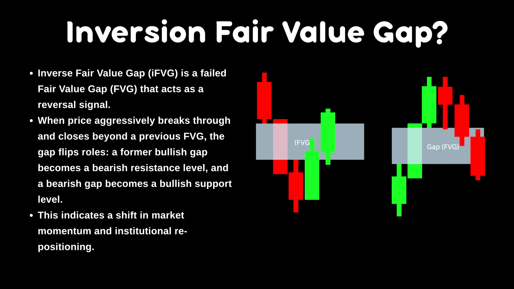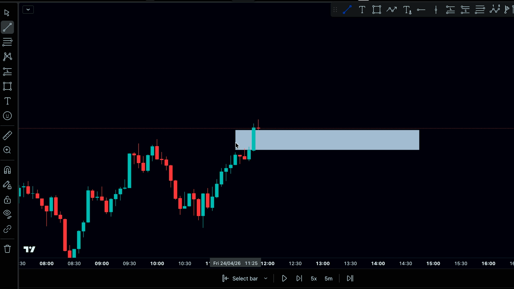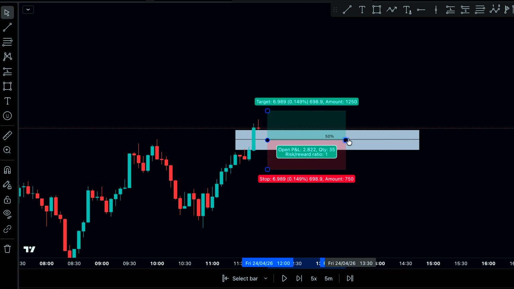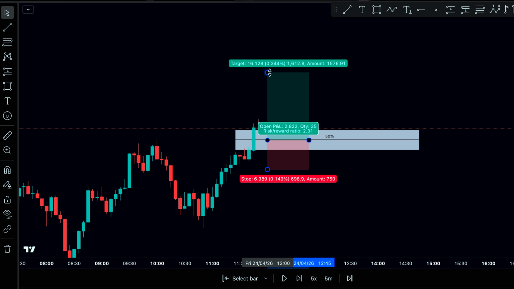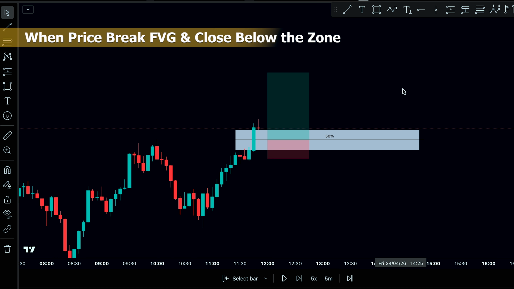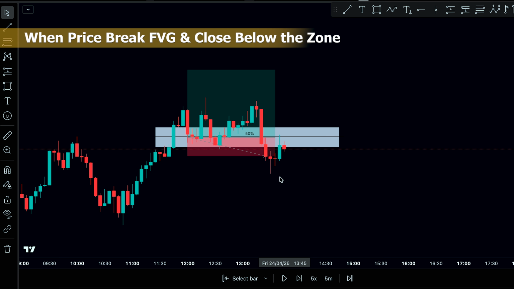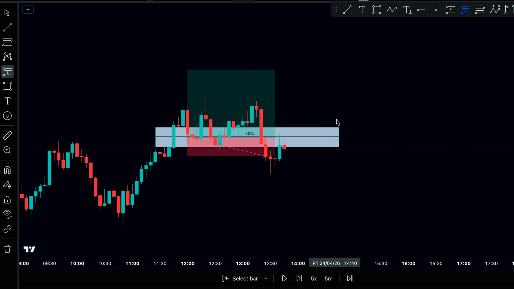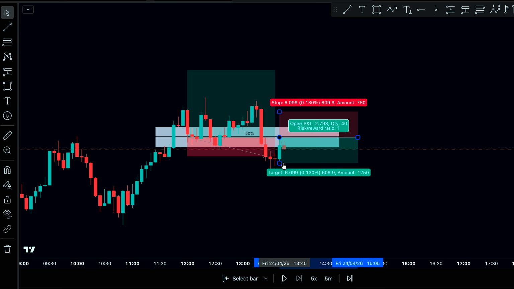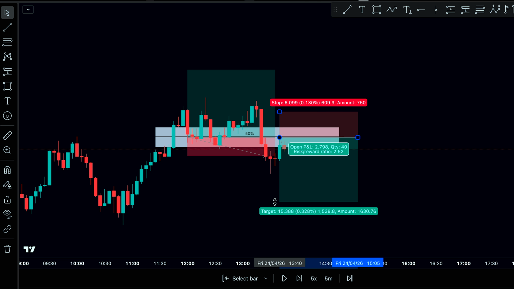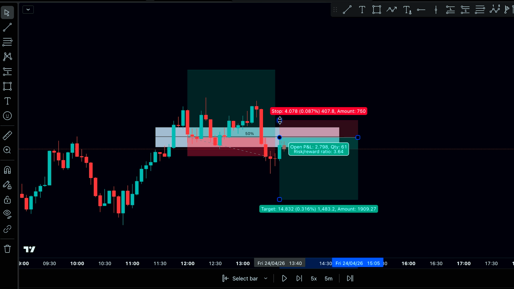This is very powerful and most beginners don't understand it properly. Let's say a bullish FVG forms and you take a buy trade. But instead of going up, price breaks below the FVG and hits your stop loss. In this case, that same FVG zone becomes an inverse FVG. This means the trend has likely changed. Now, when price comes back to that same zone again, instead of buying, you should look for a sell opportunity. You can enter near the 50% level, place your stop loss above the zone and target previous lows.